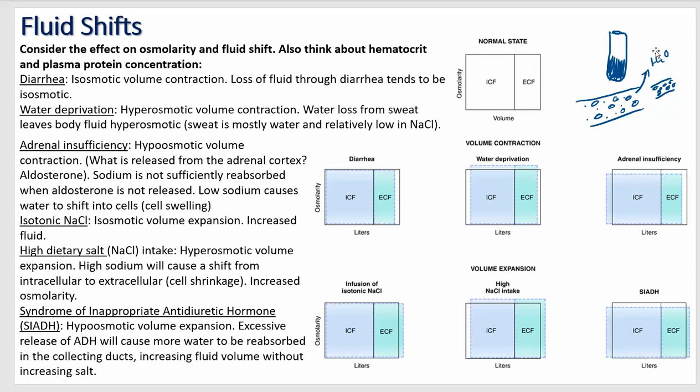Meanwhile, proteins are just there. So if you have a volume contraction where you have less volume and you just had a certain amount of proteins, by losing volume, you're going to have a higher protein concentration.